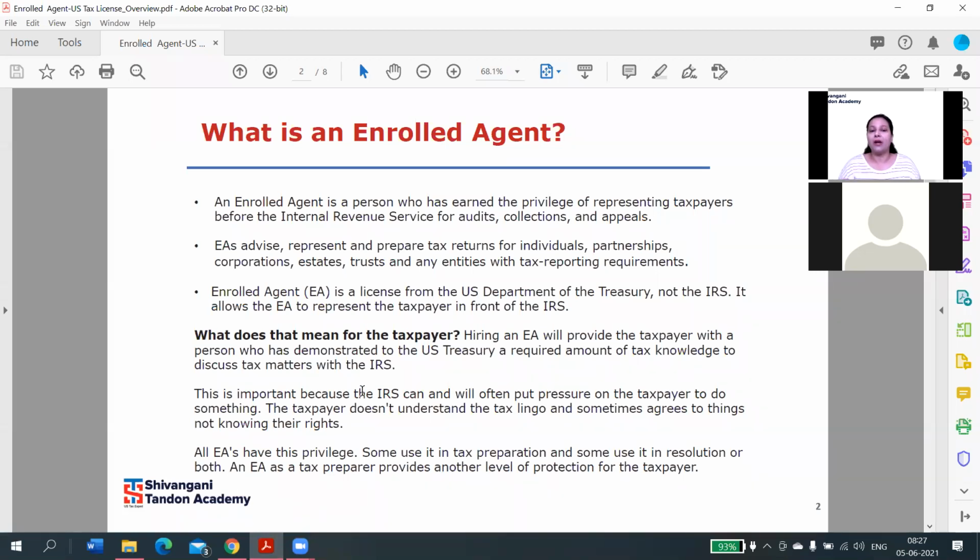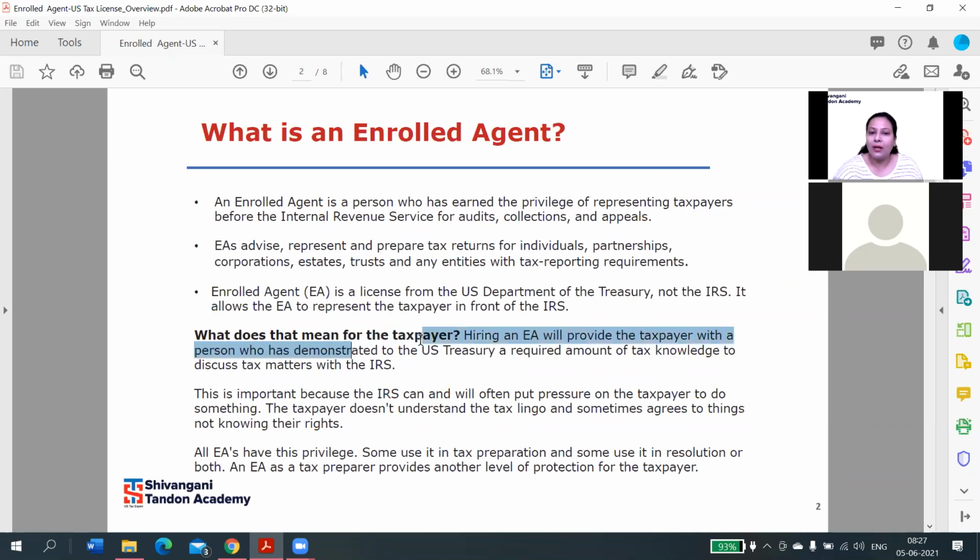This license is federally recognized. Many people have asked me if we have to go with the state level and all. No. CPA is a license or certificate which is recognized at the state level. Okay. But EA is a license which is applicable at the federal level. So with an enrolled agent license, you can work in any state of the US. Your work profile will not be limited.